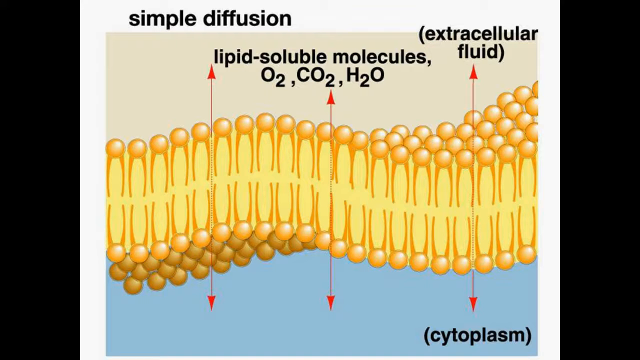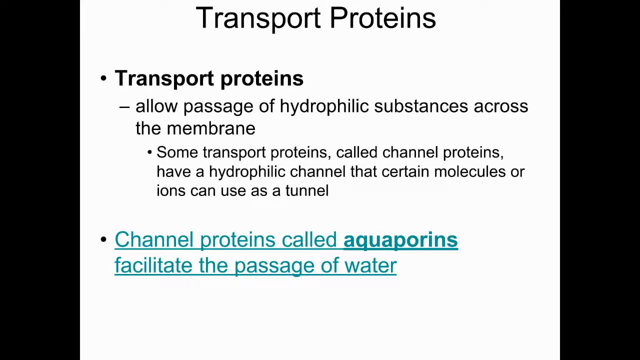However, O2 and CO2 are non-polar lipid soluble molecules. So if I have a high concentration of oxygen in the extracellular fluid, oxygen is going to be moving into the cell. It's going to be diffusing into the cell. If I have a high concentration of CO2 in the cytoplasm, CO2 is going to be diffusing mainly out of the cell. You always get movement in both directions, but the net movement will be down the concentration gradient. Easy enough? This is simple diffusion.